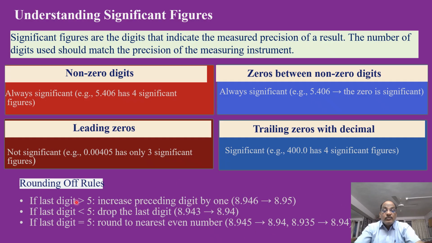Now, when the digit is more than 5 or less than 5, what do we do? If the last digit is less than 5, drop the last digit. For example, in 8.943, the 3 is less than 5, so we can drop it while writing in a report. And if the last digit is exactly 5, then it is rounded to the nearest even number.